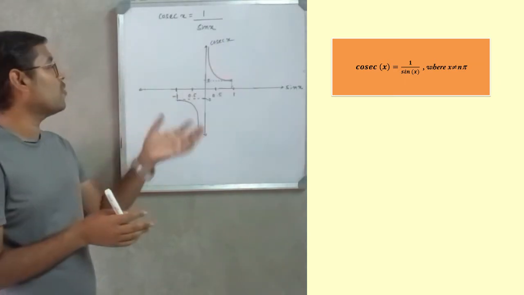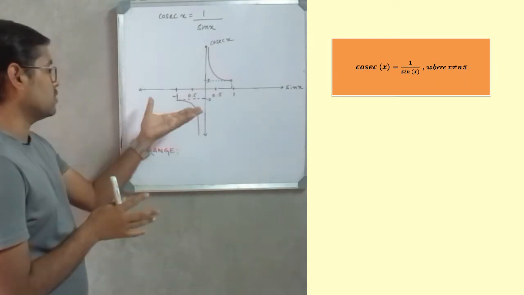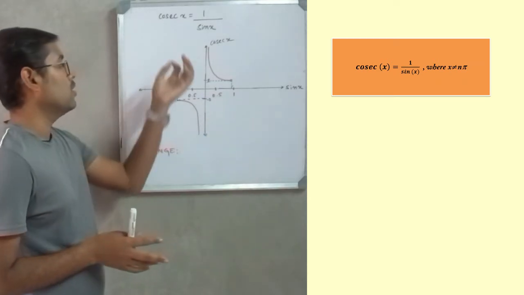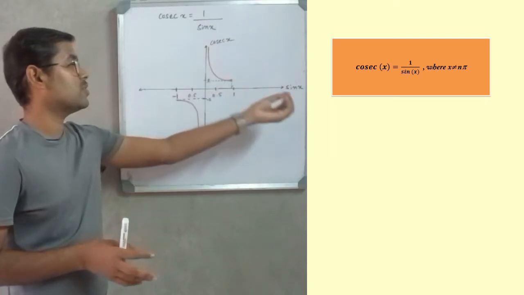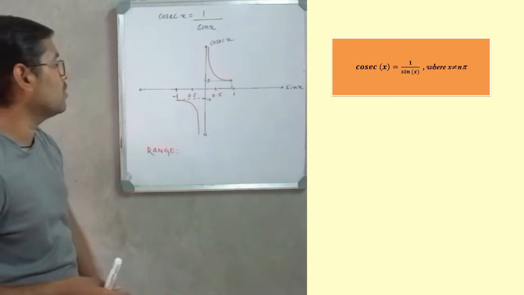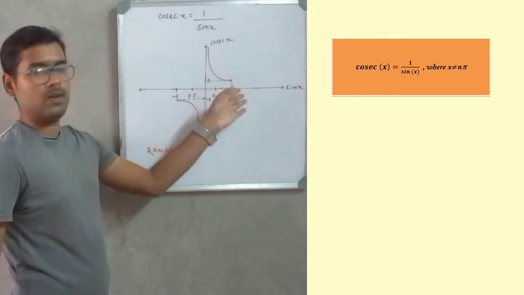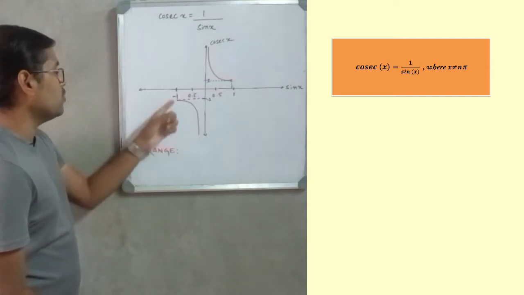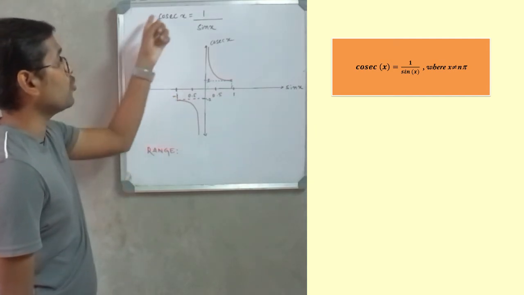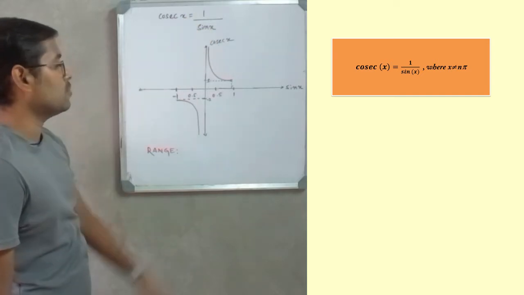Guys, what about the range of cosec x? To find the range of cosec x, let us make use of this simple diagram, which is the graph of cosec x versus sin x. Here sin x is taken on the x axis and cosec x is taken on the y axis. We know that the value of sin x varies from -1 to 1. And if the value of sin x is -1, then the value of cosec x is -1. So if you put -1 here, you will get cosec x as -1.